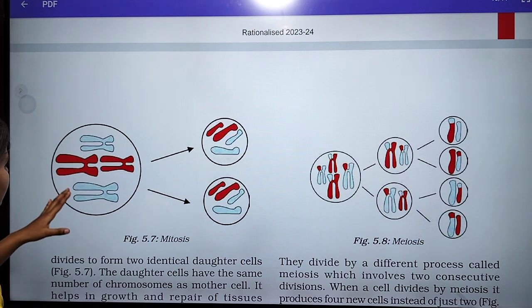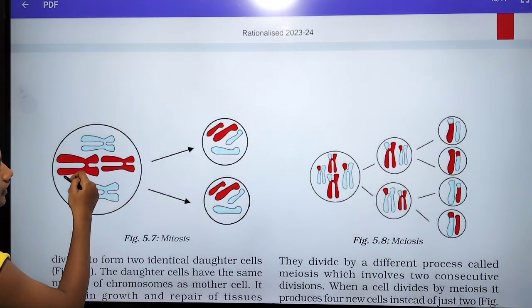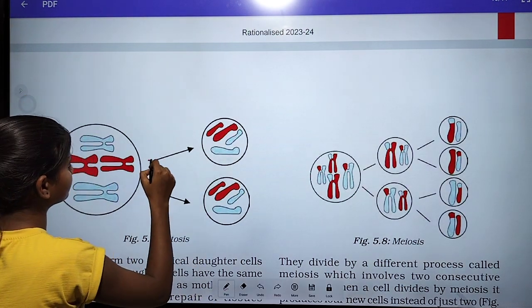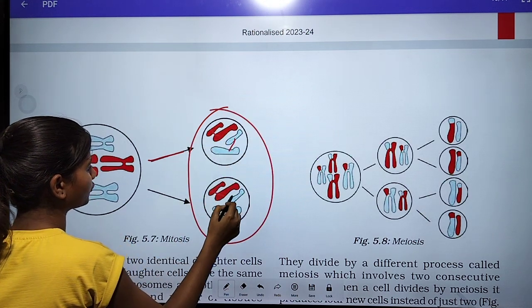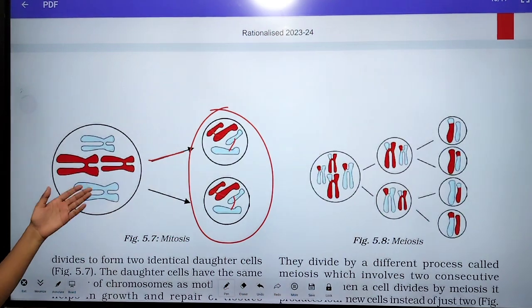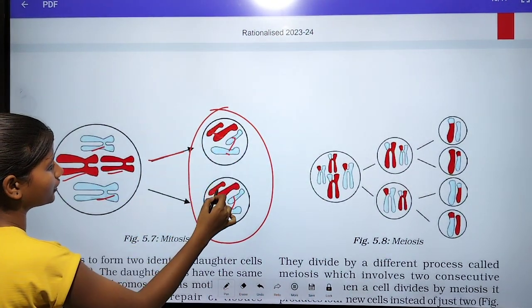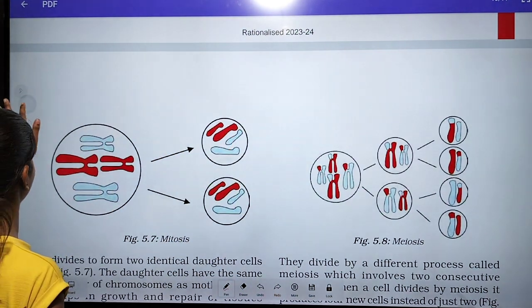if in a mother cell there are 4 chromosomes, as you can see in the figure, there are also 4 chromosomes in the daughter cell. 1, 2, 3, 4. Okay, the same number of chromosomes are present in both the mother and daughter cell.